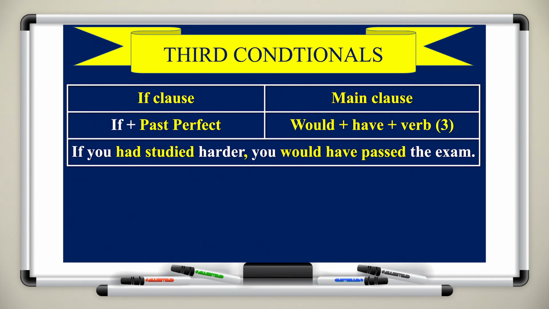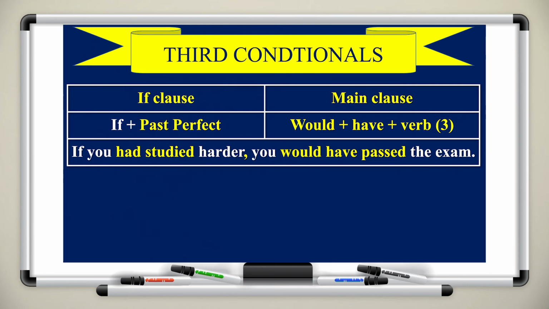So, like I said, the if clause needs to have the if and the past perfect, which is had, and the verb in the past participle. For the main clause, we need to have would, have, and the verb in the past participle. So for example, if you had studied harder, you would have passed the exam. Did the person study harder? No. Did he pass the exam? No. He failed the test, right?